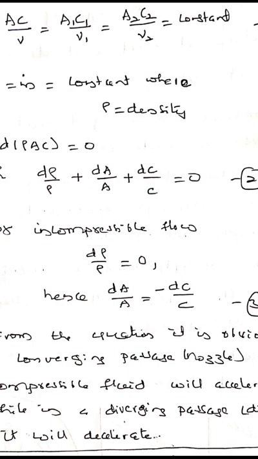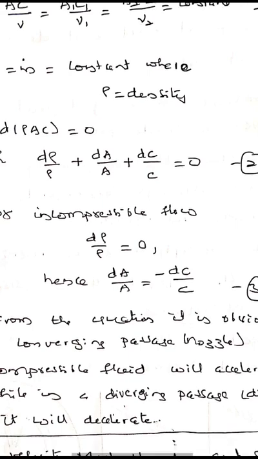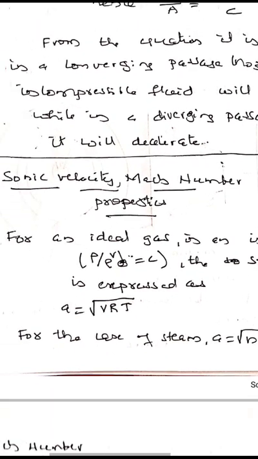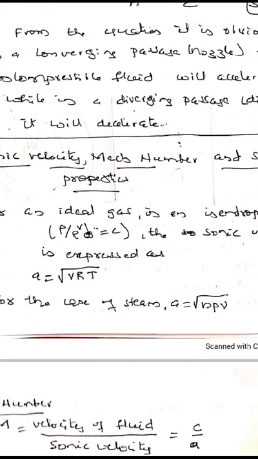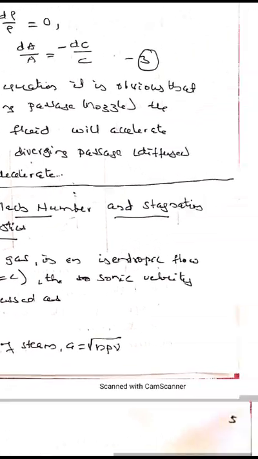This equation 3 shows that in a converging passage, a nozzle for incompressible fluid will accelerate the flow, while in a divergent section it will decelerate. Then some more terms: sonic velocity or velocity of sound, Mach number, and stagnation properties.